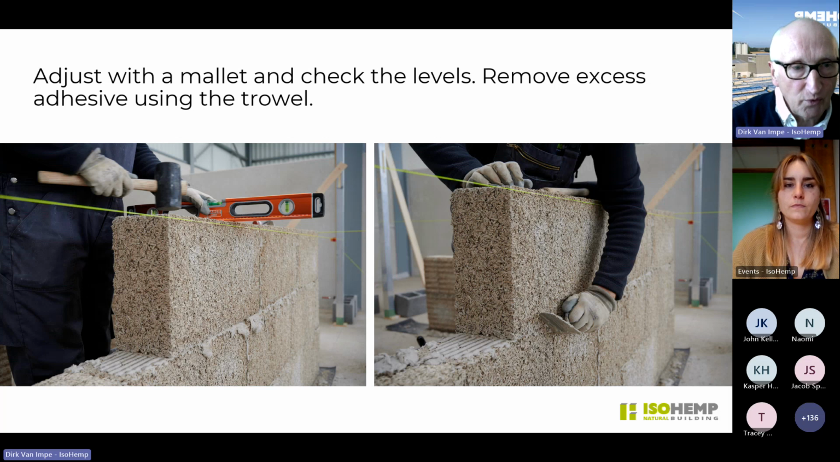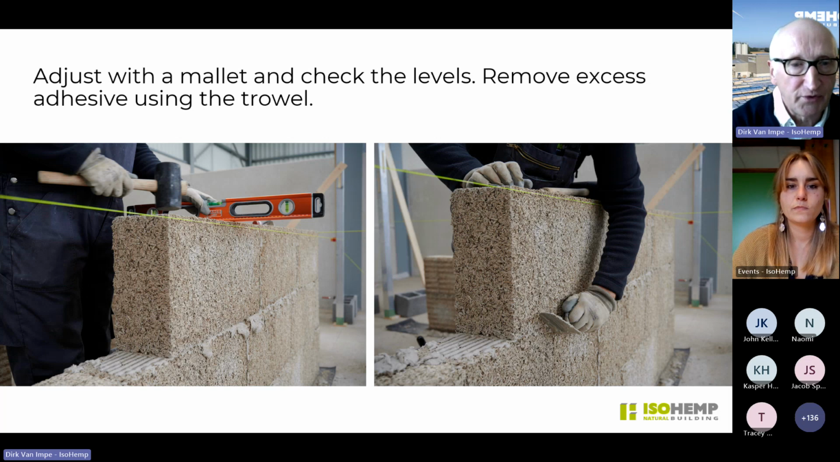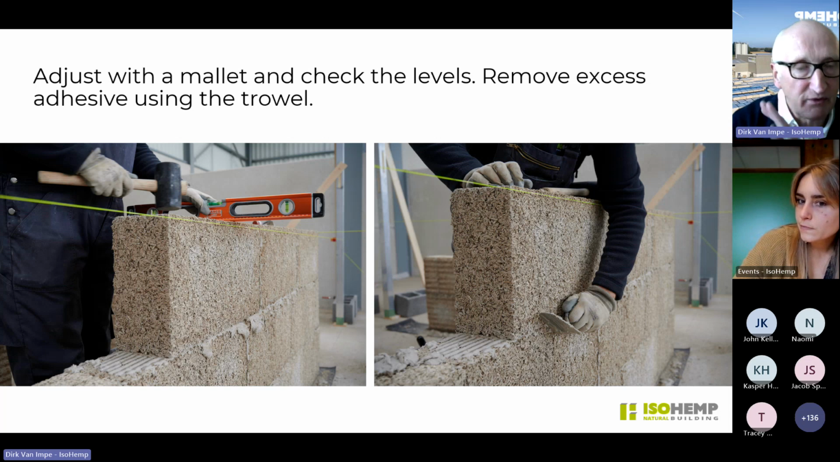And if there's a lot of glue in it, it can give phantom joints in your plastering system. So remove it immediately, and you don't have to fill it up. Just glue it, and that's it.